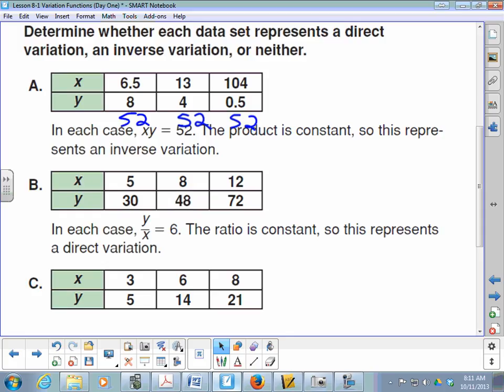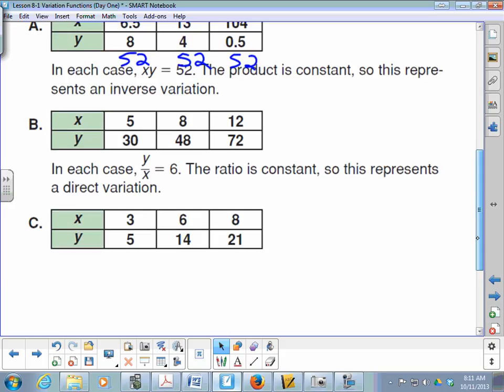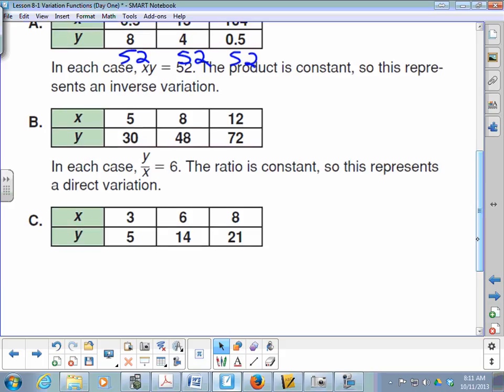So look at the x's, look at the y's. Are they getting bigger or smaller? Compare them. Okay, letter C. X is 3, 6, and 8. Y is 5, 14, 20. So x's are getting bigger. Y's are getting bigger. So do I get the same answer when I divide?